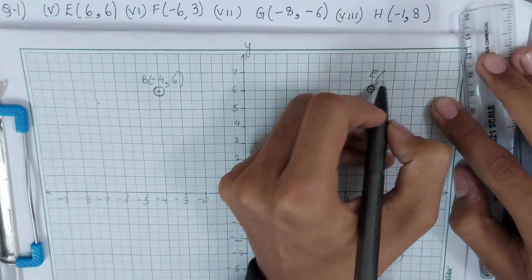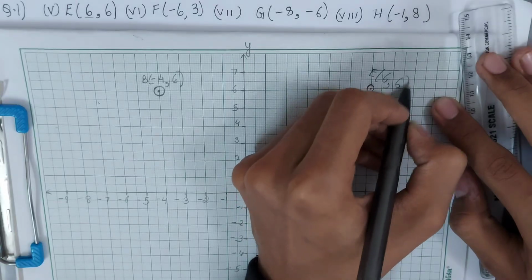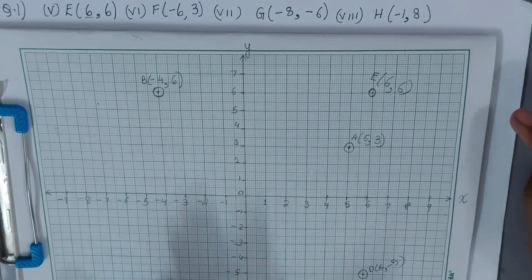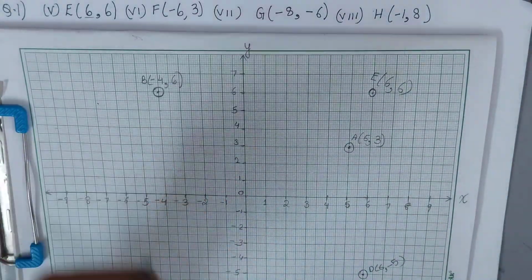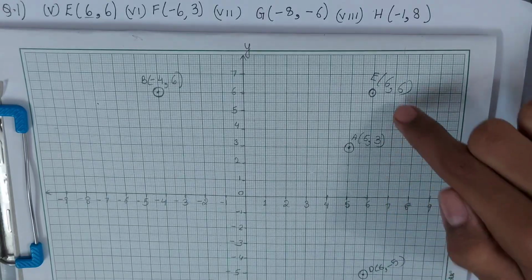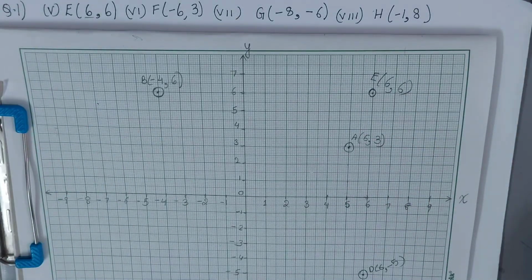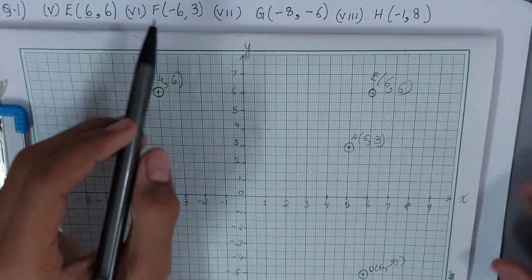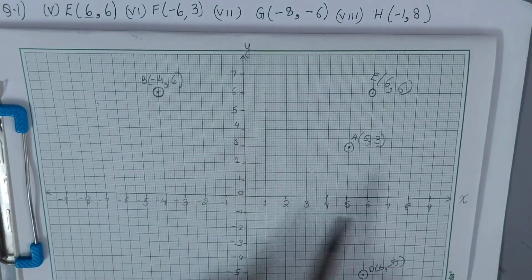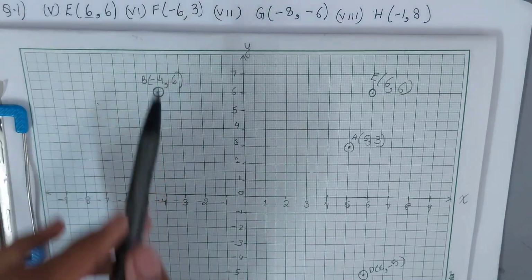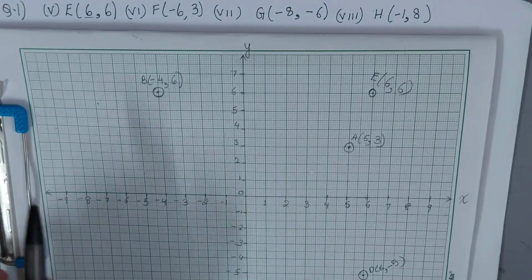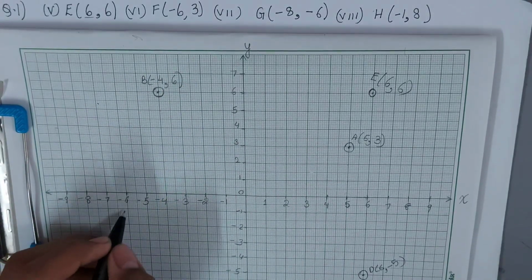This is representing your point E. What is point E? It is 6 comma 6, 6 blocks on the x-axis and then 6 blocks ahead on the y-axis, like this. So it's quite simple, I guess, now, we can do it on our own. F part says minus 6 comma 3. Again, you have to look for minus 6 on the x-axis. It is a minus number, so it will come to the left of 0. Where is minus 6? Here is minus 6.